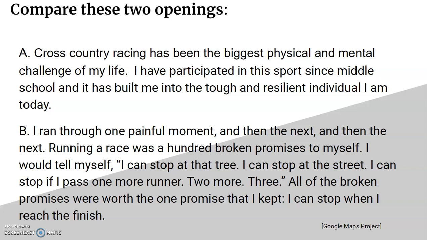Now I would say that a good path forward here is to open with the second option and then use parts of the first option as your second paragraph, because there's a lot of good information there. You learn that this writer has participated in cross country since middle school, and it's made him tough and resilient. Wouldn't it be great if he could write about how he's been able to apply the toughness and resilience he learned in cross country to other aspects of his life? This is an excellent way you can write about sports and still make it personal.